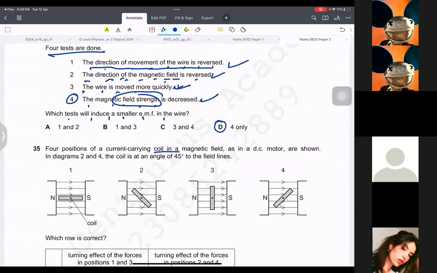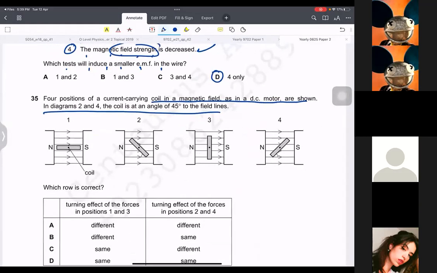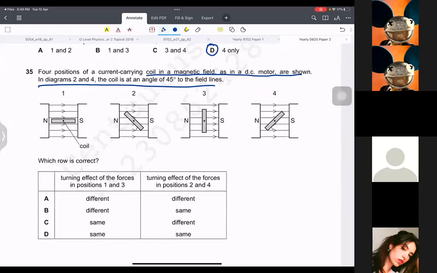4 positions of a current carrying coil in a magnetic field in a DC motor are shown at an angle of 45. The turning effect would be greatest when the field and the current are perpendicular. First of all, that should be true. Which means that the turning effect of forces in which row is correct? Turning effect of forces in positions 1 and 3. 1 and 3. They should be turning effect. They should be.